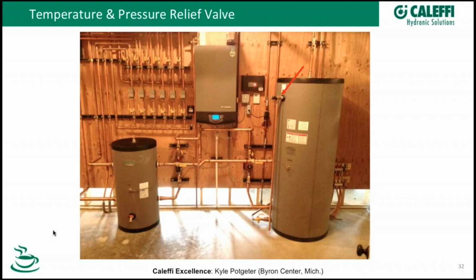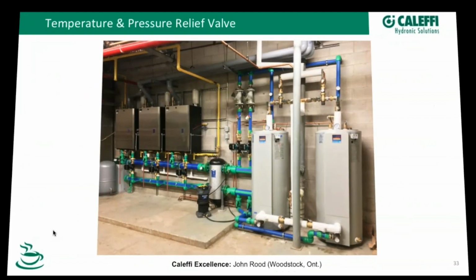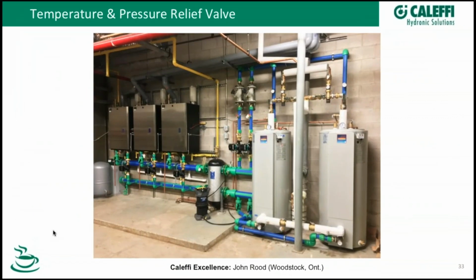So there's the TMP valve on the domestic tank there. Another example here. Now this is a little bit, I don't want to confuse you here, but these are what's called a reverse indirect tank. So the tank capacity is actually the boiler water, and then inside here there's a bunch of copper coils.